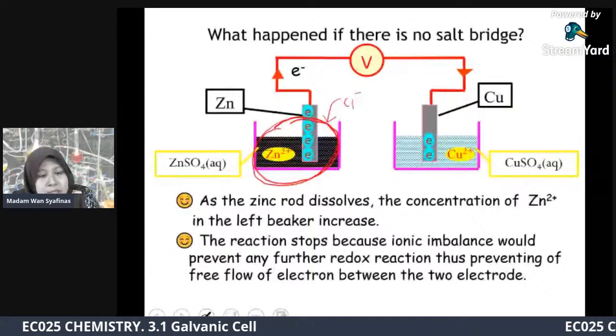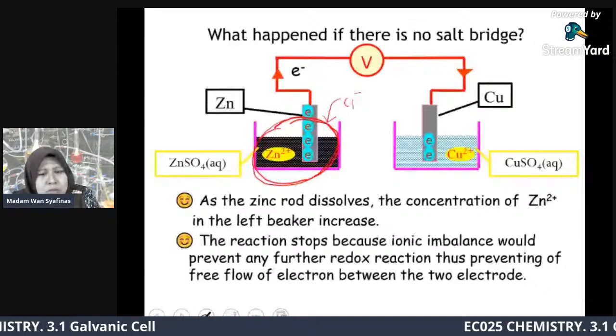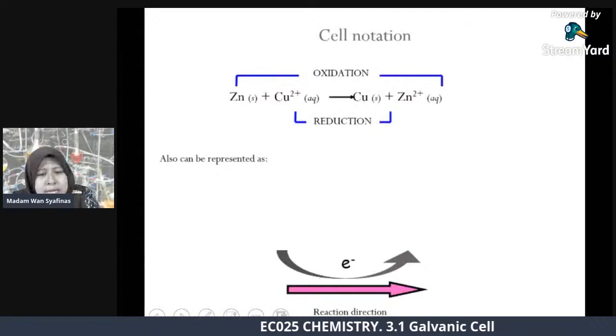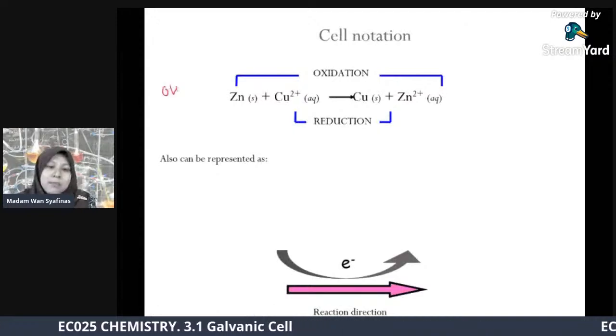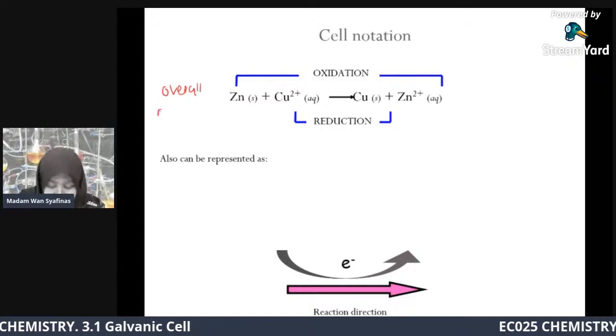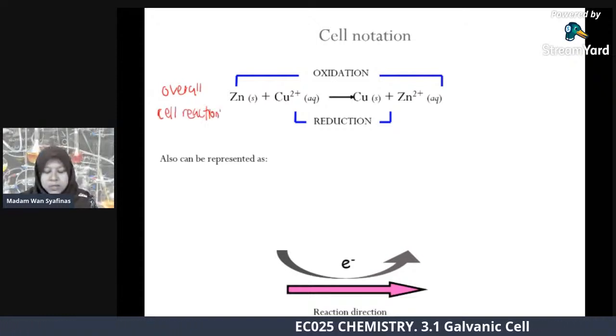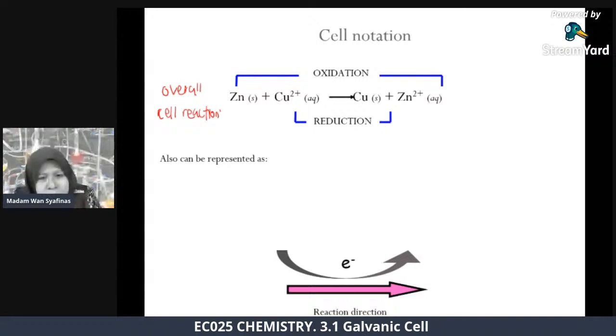But here it cannot, because the zinc 2 plus is already too much, so we don't have a salt bridge, so it cannot do the minus. Okay, for example this one, zinc is overrun. We have zinc solid plus copper 2 plus aqueous produce copper solid plus zinc 2 plus aqueous.